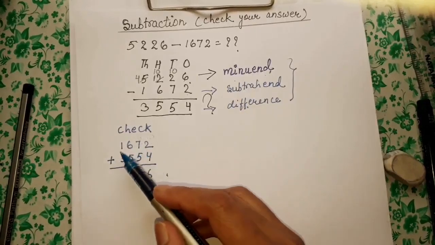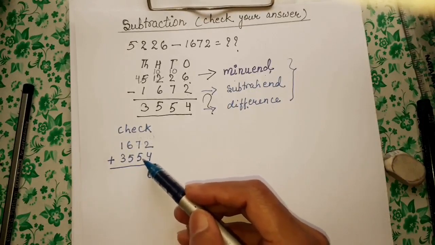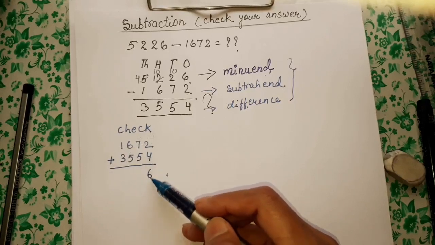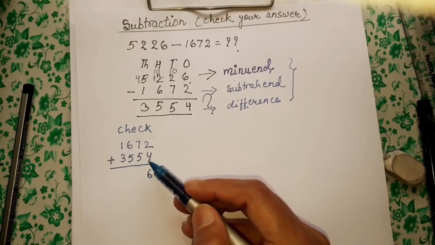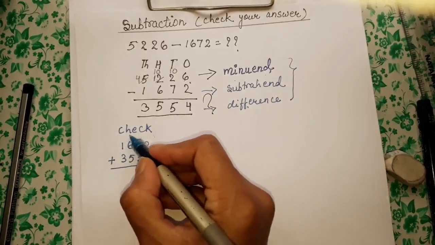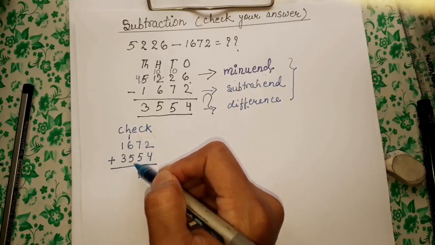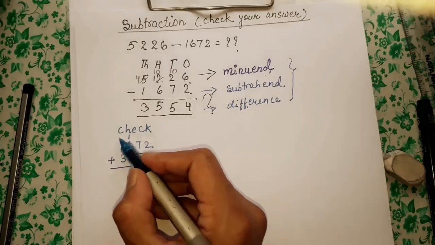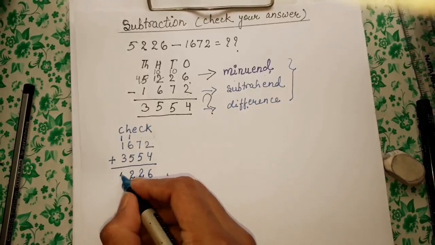Let's check. Here we write subtrahend and here we write difference. When we add these two numbers, we get 4 plus 2, 6. 7 plus 5. What we get? 12. We write here 2 and 1 goes in our hand. 6, 1, 7. 7 and 5 again 12. 2 right here and 1 goes in our hand. 3, 1, 4, 1, 5.